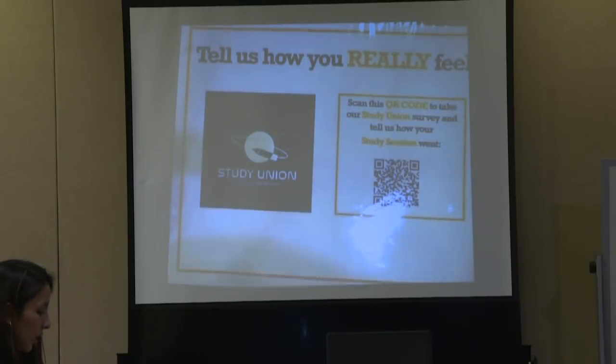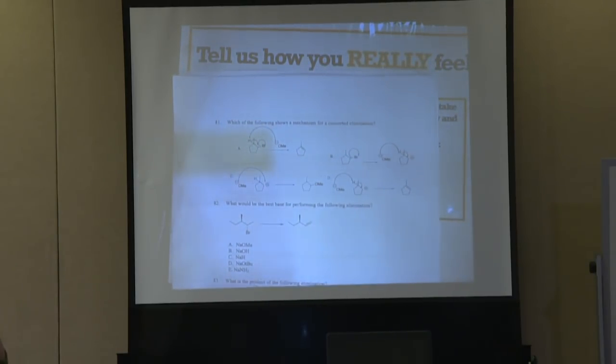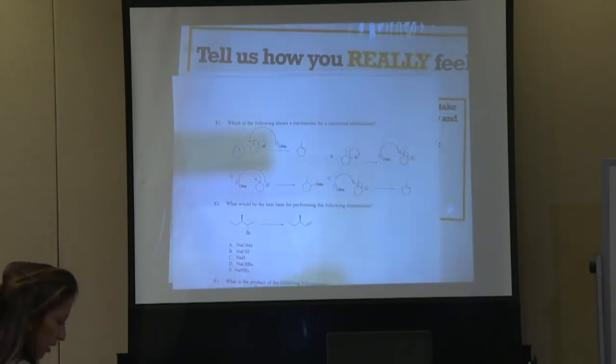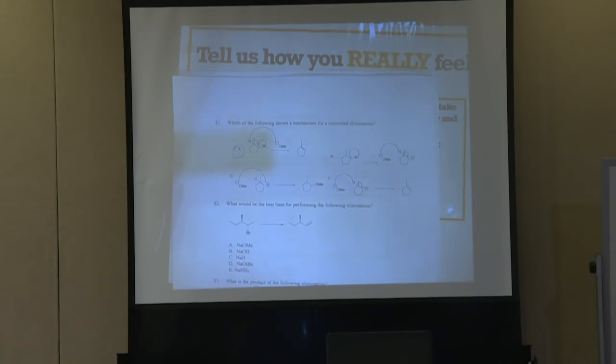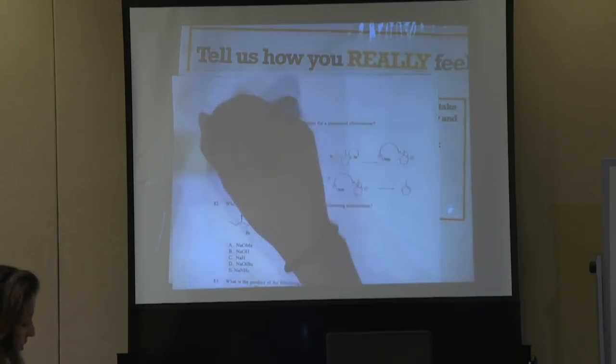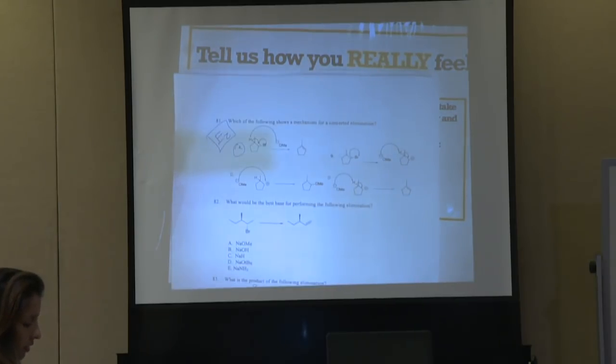So 81. Which of the following shows a mechanism for a concerted elimination? A? What kind of mechanism is that? E2. Awesome. So what's happening in an E2 mechanism? Somebody summarize it really quick for me. Concerted. But what is the mechanism? Okay, a base deprotonates a beta proton. You pick which one depending on the base, and the leaving group leaves. And what do you form? An alkene, a pi bond. Cool.